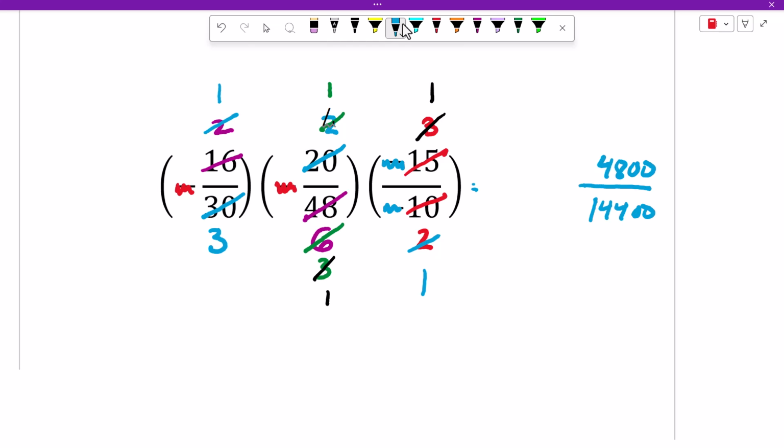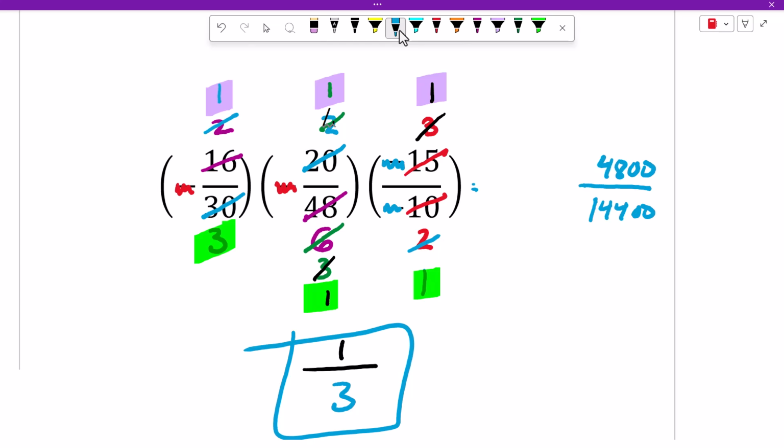So on the top, we multiply all the tops together. 1 times 1 times 1. We end up with a 1. On the bottom, we multiply the bottoms together. 3 times 1 times 3 is 3. Answer: 1 over 3.